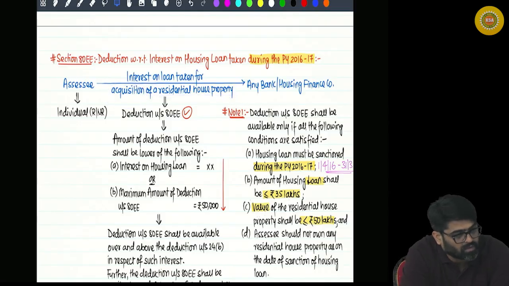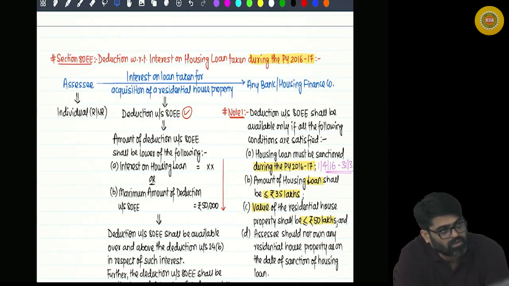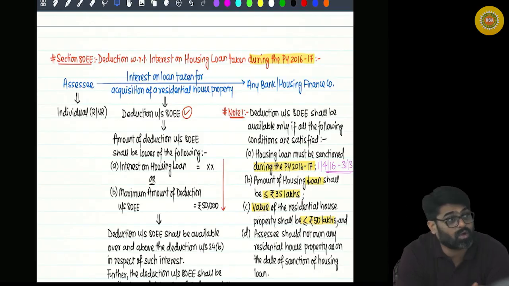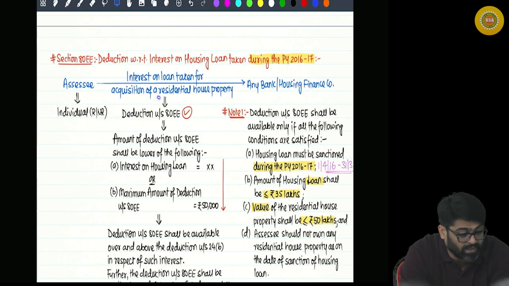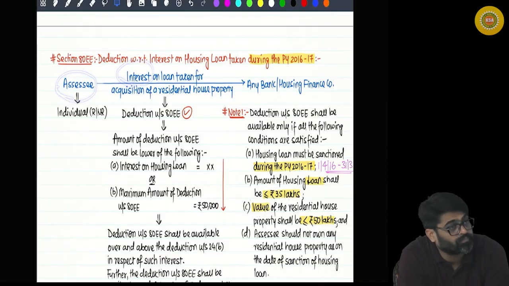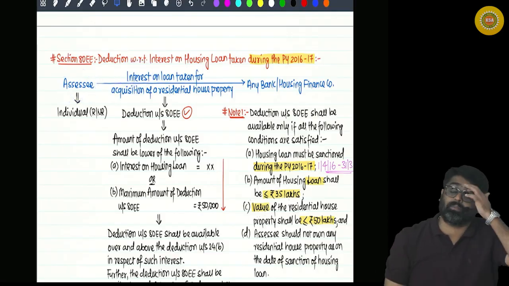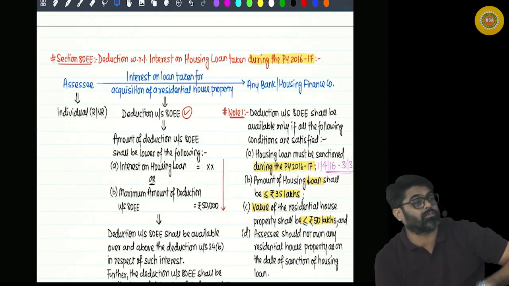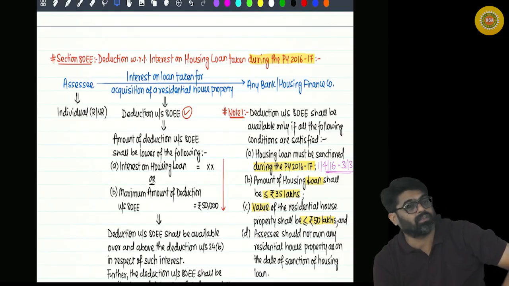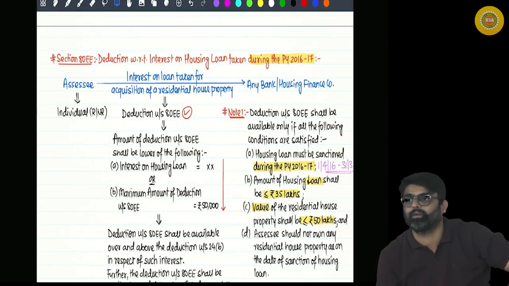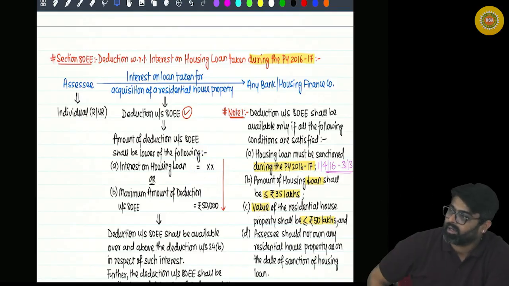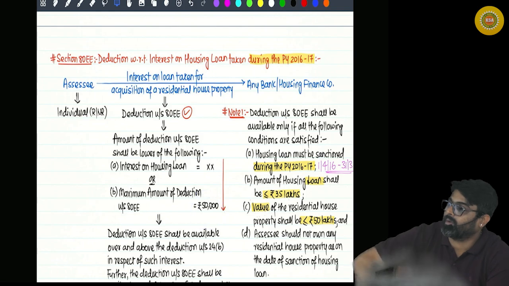Construction loan, not allowed. Reconstruction loan, not allowed. Repairs loan, not allowed. Only a loan for acquisition of a residential house property taken by the assessee. Now the assessee will pay interest on that loan. Out of that interest, some interest will be allowed under house property up to 2 lakhs, and the balance interest which could not be claimed there will come here under 80EE. That extra interest will be allowed under 80EE subject to a maximum limit of 50,000.